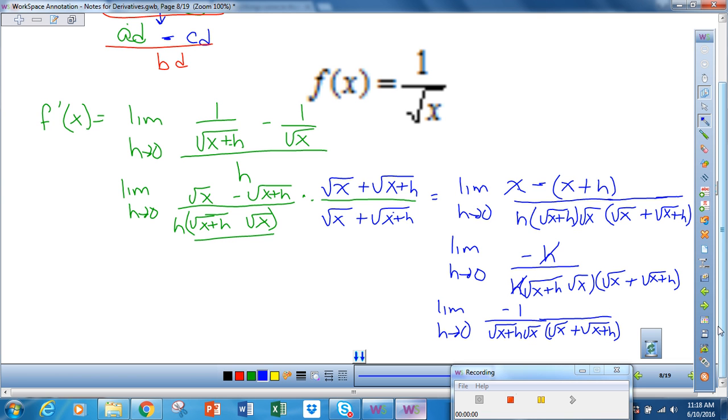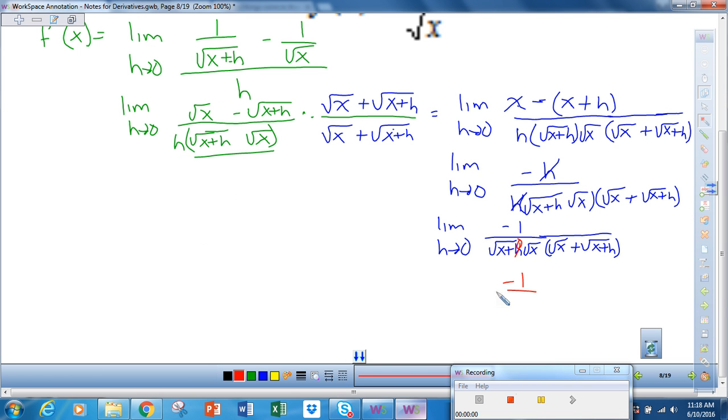Okay, now I'm just going to do a direct substitution and let h equal 0. So when I let h equal 0, this goes to 0. So I end up with radical x times radical x, which is simply negative 1. Radical x times radical x is x. Then I let this h go to 0, so now I have radical x plus radical x, which is 2 rad x. So I can write this as negative 1 over 2x rad x. And that is my final answer. Yay!